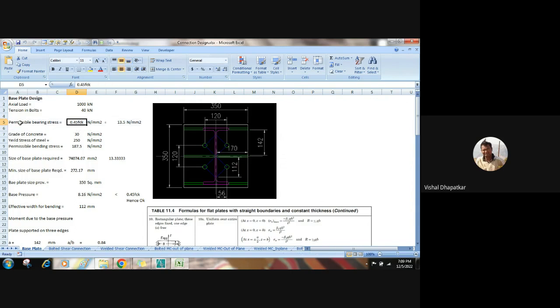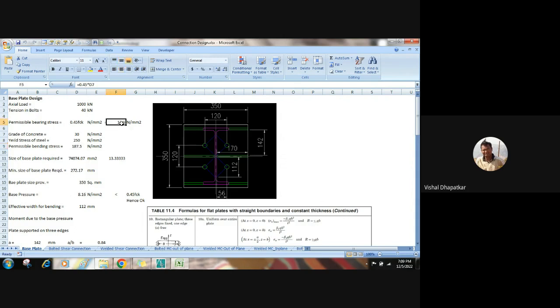For concrete, the bearing stress for the limit state method is 0.45 fck. So for our grade of concrete, if we consider 30 Newton per mm square, then our bearing stress will be 13.5 Newton per mm square. Yield stress will be 250 and permissible bending stress is 187.5. This is 0.75 times 250, the yield stress, the permissible bending stress in the plate element.